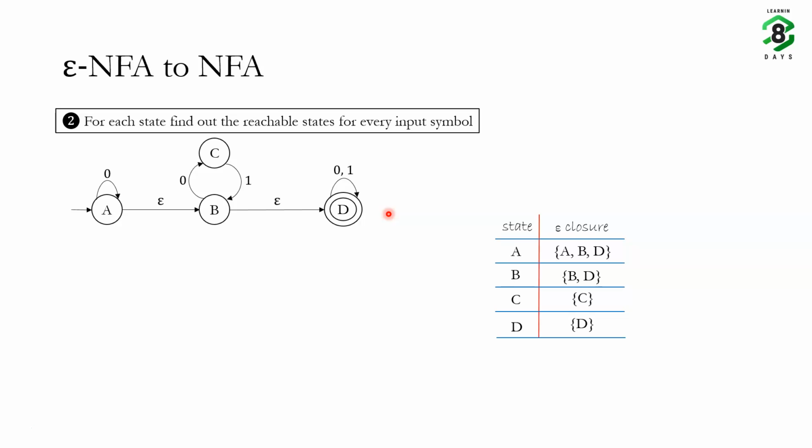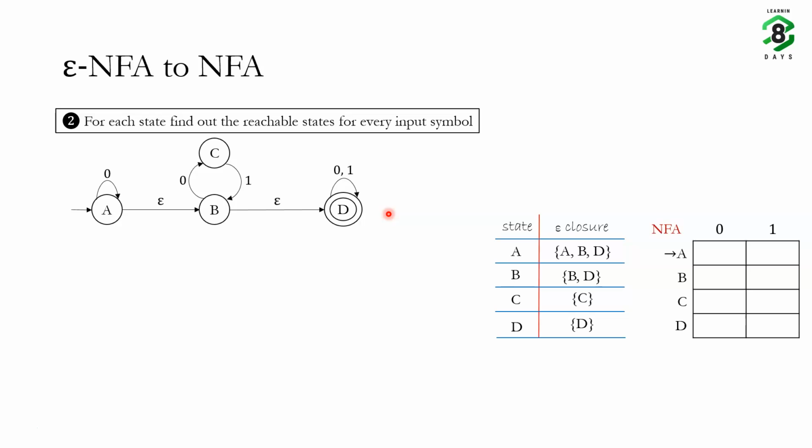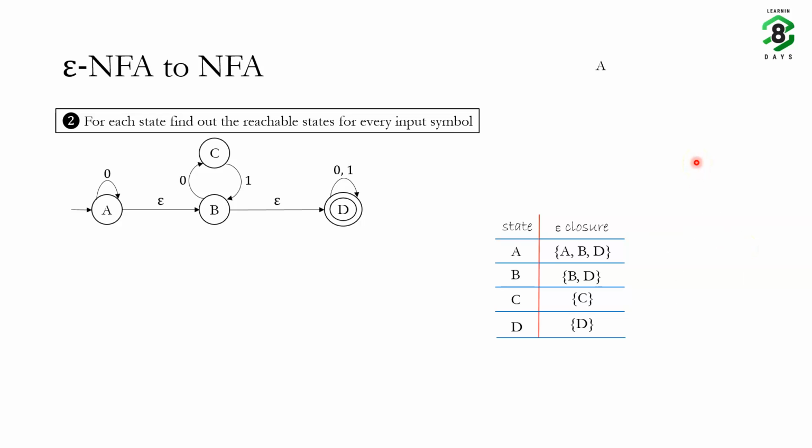In the next step, we will find out the reachable states for every input symbol from each state. So let's create the equivalent NFA, and the state transition table will have the same states for the same input symbols. We have to find out the transitions. Let's start from state A. The Epsilon closure of this state contains states A, B and D. That means we can go to states A, B and D for free from state A.